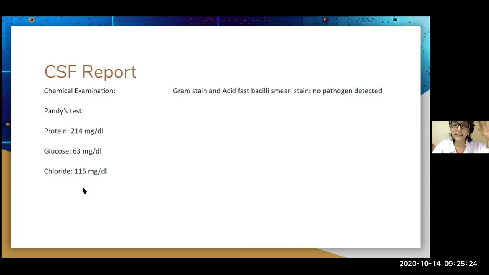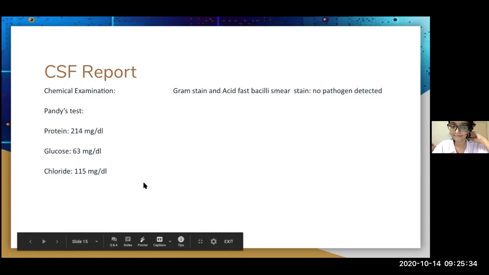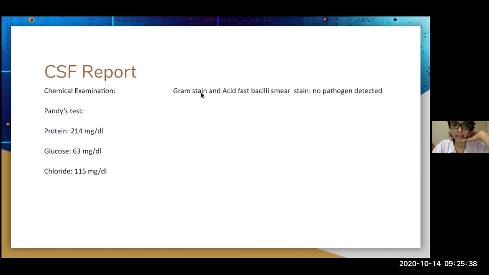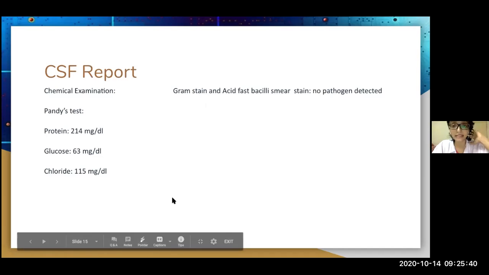So at this stage, what is your differential diagnosis? We are noticing increased protein levels. Anyone? Bacterial. But the glucose is low. Okay, let's go with that. But the Gram stain and acid fast bacilli smear stain, no pathogens were detected.